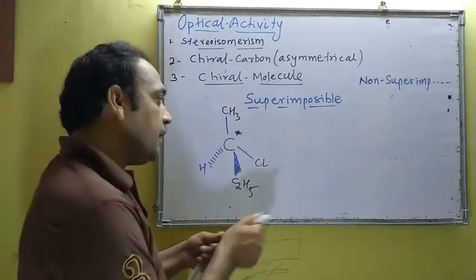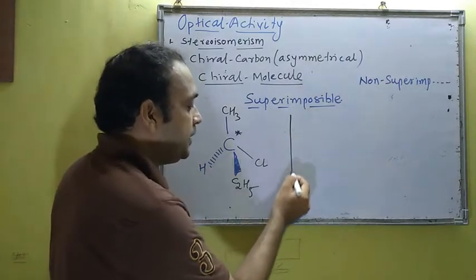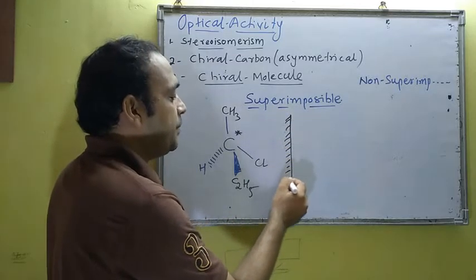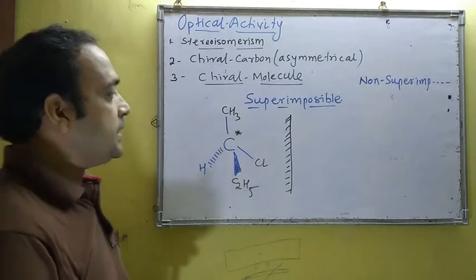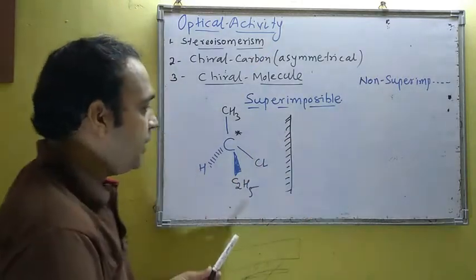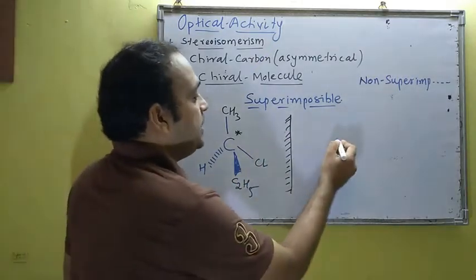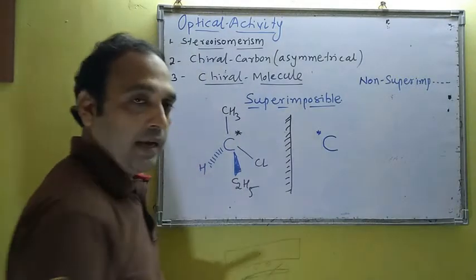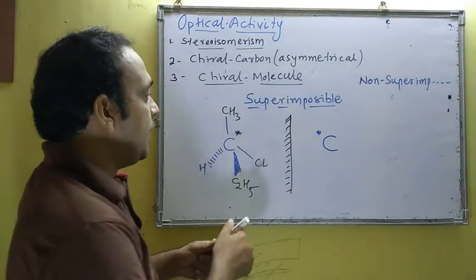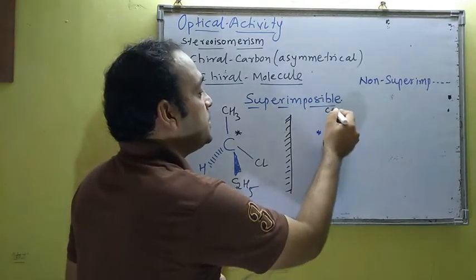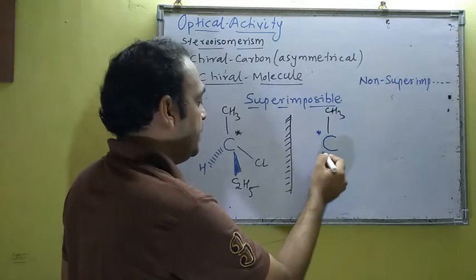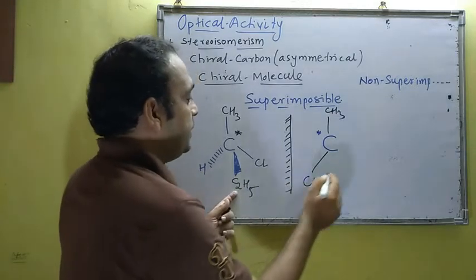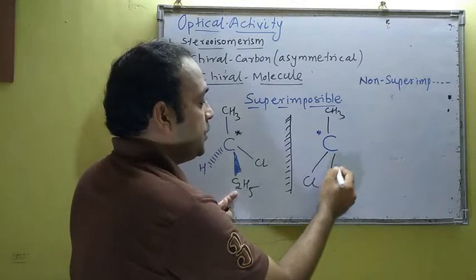Just put a mirror. Now I will put this structure in front of a mirror. As we put it in front of the mirror, we will get its image. Now how will its image look? Now see here, this is your asymmetric carbon or chiral carbon. Now this group is your CH3, this one is your Cl. Okay, now this part is your C2H5.